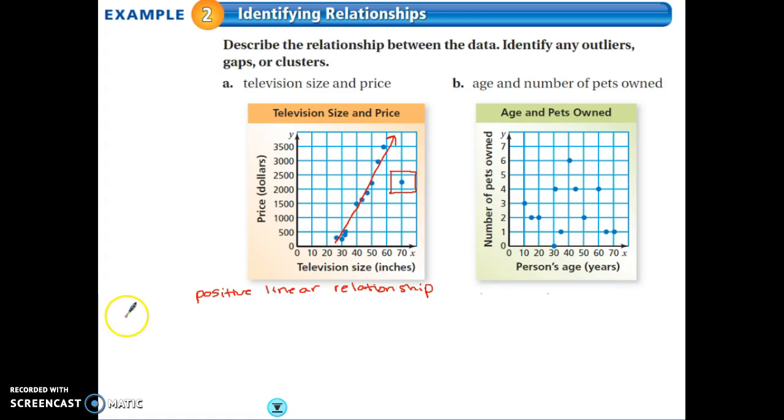We can write that as an ordered pair, where the television side, this x-axis, goes first and the y-axis goes second. My value in television size is 70 inches. So I have 70, comma, and then go up to the y value. This dot went up to about 2250, it looks like. There's my ordered pair. And I will say that point is an outlier.